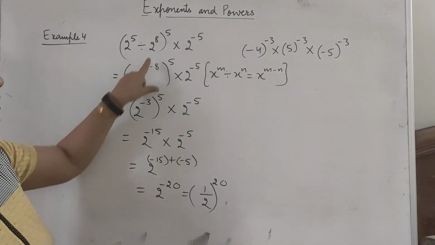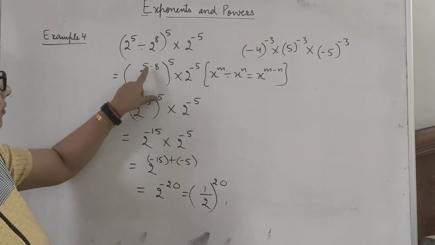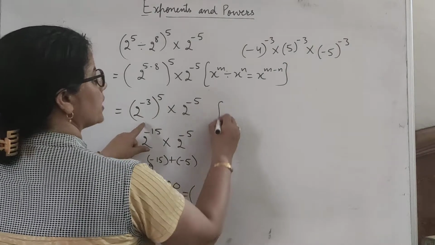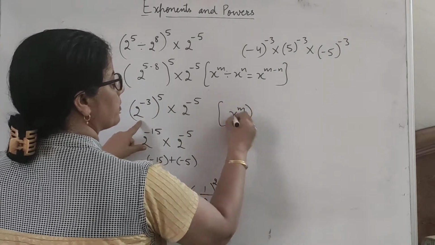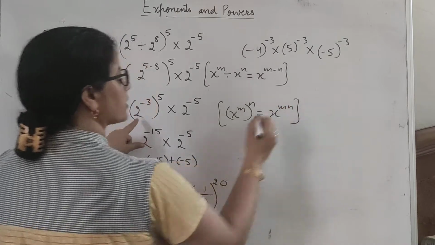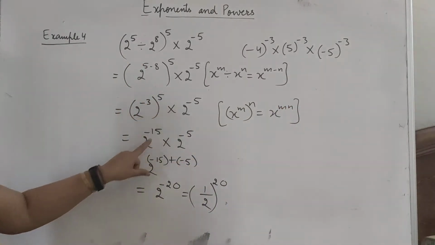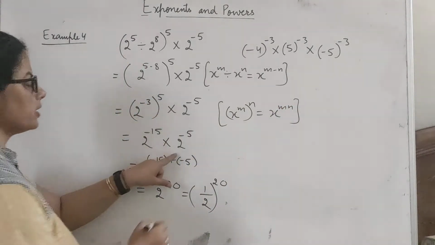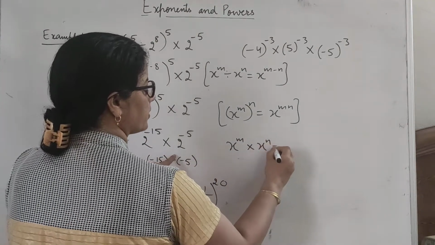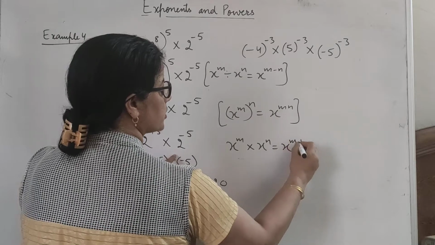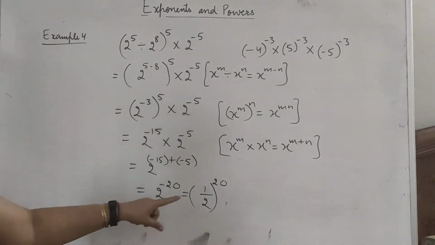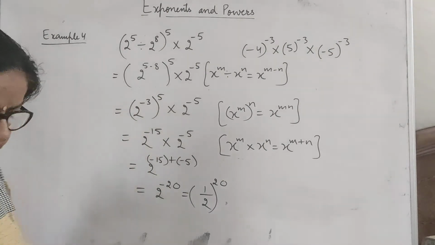First we will apply the law here, then simplify. 5 minus 8 is minus 3. Again we will apply a law here. Which law will we use here? X raised to the power m, raised to the power n, is equal to x raised to the power mn. This law we will use here. Now again we will use one law here: x raised to the power m multiplied by x raised to the power n is equal to x raised to the power m plus n. This law we will use here, and in this way we will get the answer.